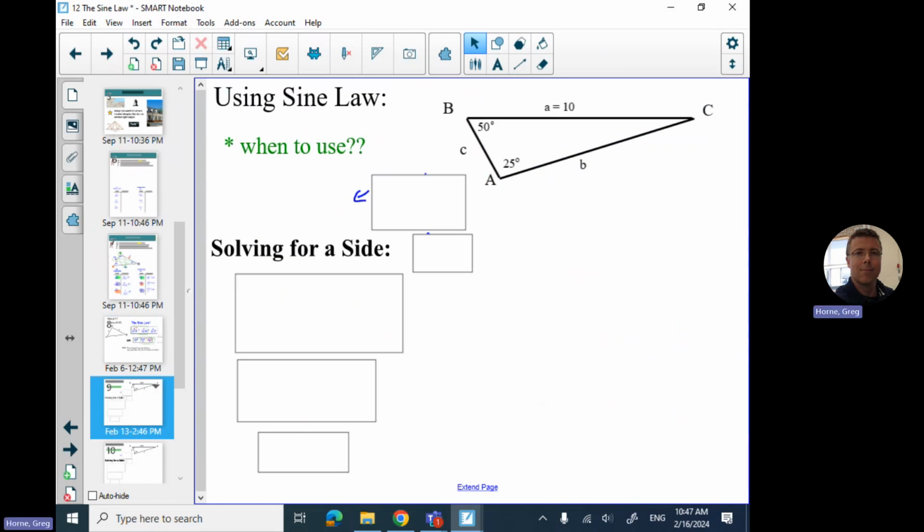So using sine law, that's a big thing to watch for first as well. When do we use this thing? And you'll notice from the other page, it works the same kind of way. It's like I want side B, and I have the opposite angle, and I have side A and angle A.